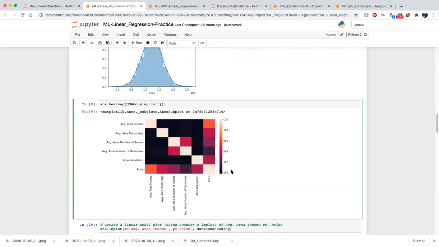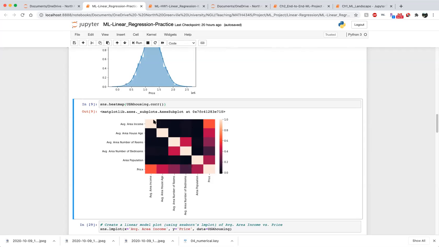Okay, now this is the average area income versus price. It's a little bit red, so it's around 0.6. That means this is the value of the correlation. Okay, so it means the average area income is correlated with the price. What about the black? Black means the correlation is 0. There is no relationship between the two features. Okay, so keep this in mind.